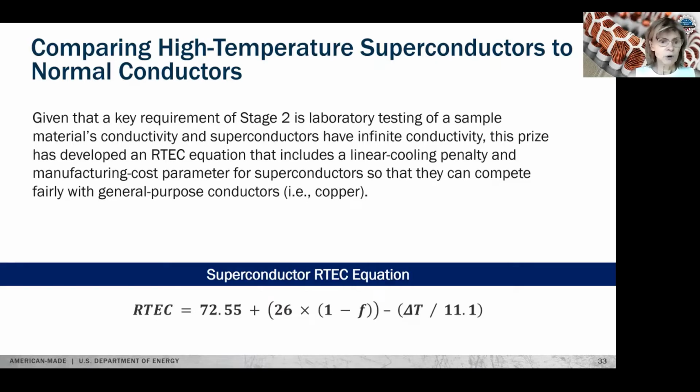So as Cameron mentioned, we proposed a solution where we calculate an effective conductivity number, or as the acronym is, RTEC, or room temperature equivalent superconductivity, that includes two factors: a linear cooling penalty, the delta T, and a manufacturing cost reduction credit. Only superconductors that are lower cost than copper to manufacture and don't require expensive cooling equipment would qualify for the contest using this equation.